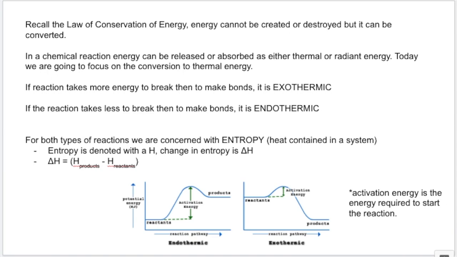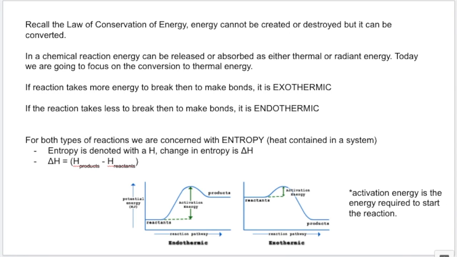We can also see the law of conservation of energy being applied when we're looking at chemical reactions. In a chemical reaction, energy can be released or absorbed as either thermal energy or radiant energy. Today we're going to be focusing on the conversion of thermal energy. If a reaction takes more energy to break than to make bonds, it's exothermic. If the reaction takes less to break than to make bonds, it's endothermic.